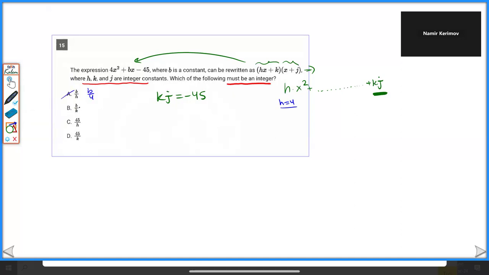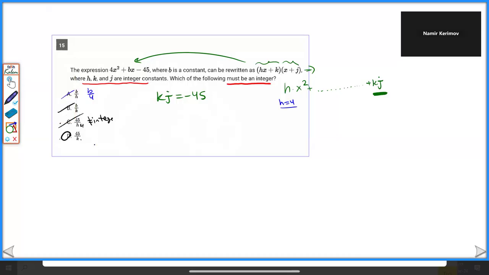Or the second one, B over k. Again, we don't have information for B. We can eliminate it. So C and D, h and k, we know h is 4, so that one is not an integer. So we have only one answer, D.